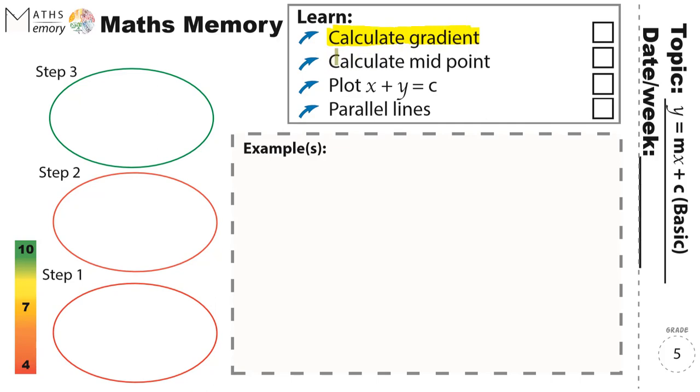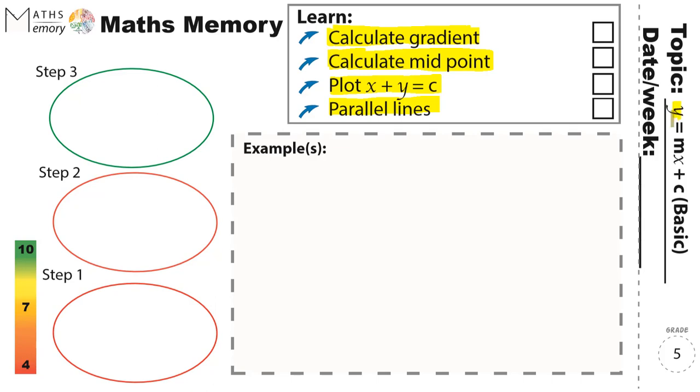And number 2, how to calculate the midpoint of a straight line. The formula as well will be shown to you. How to draw, identify y equals mx plus c, but to draw it from this format over here when y is not explicit. So x plus y equals an integer, and how to look for parallel lines.